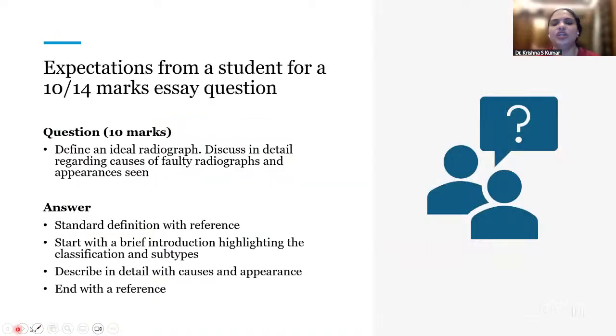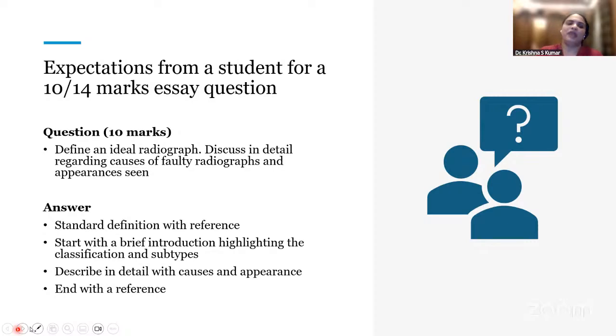So moving on to the next section of our topic. We studied about X-ray films, we studied about processing, developing solution, fixing solution, the contents of the X-ray film packet, types of films, composition of film, etc. Next is about faulty radiographs.